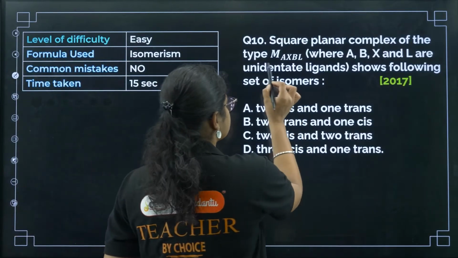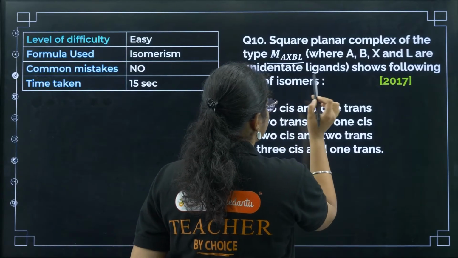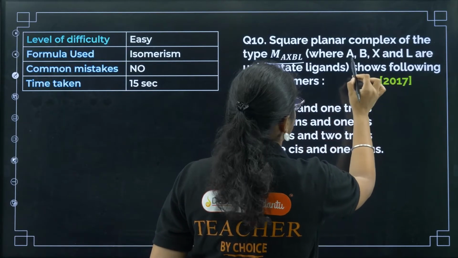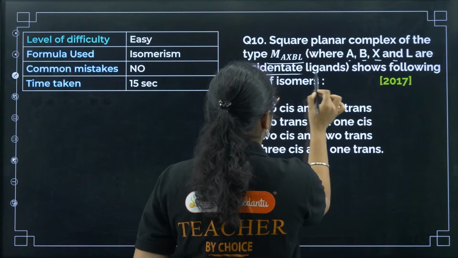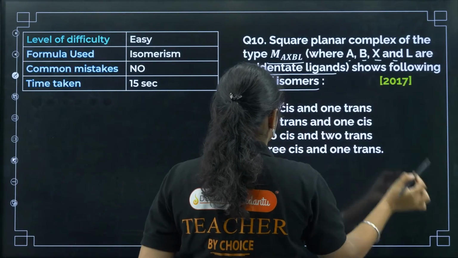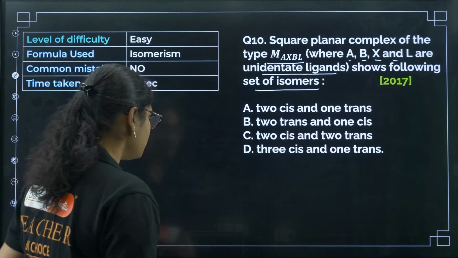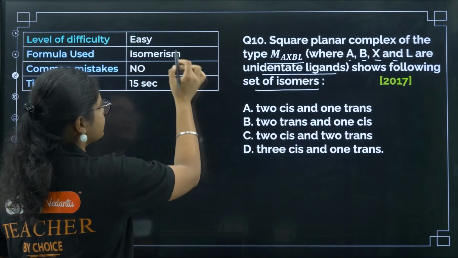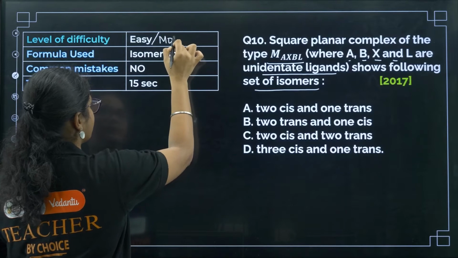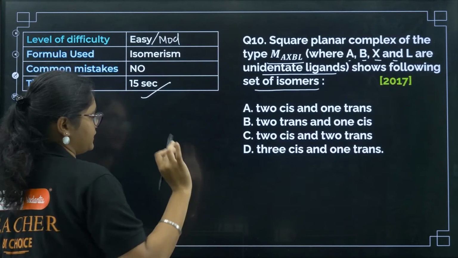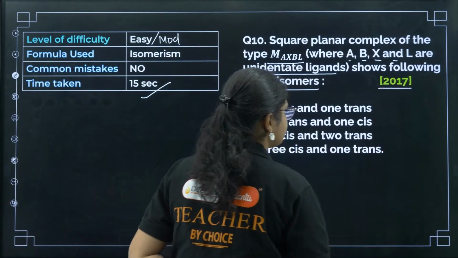A square planar complex of the type MAXBL, where A, B, X and L are unidentate ligands, shows the following set of isomerism. So now if you see, we have it like this. This is also, I can say, a little easy to moderate question. If you have studied isomerism, then it is a very simple question. It was asked in 2017.